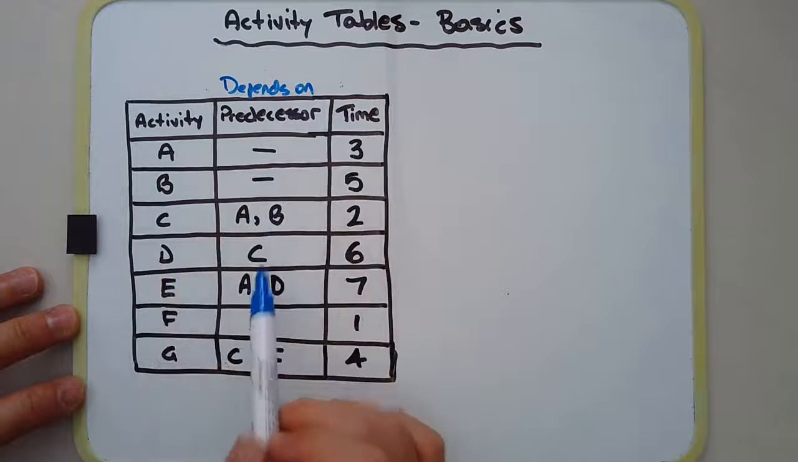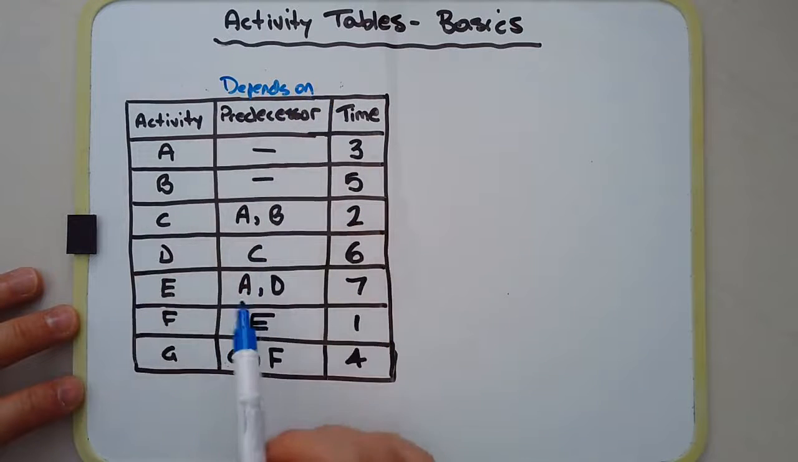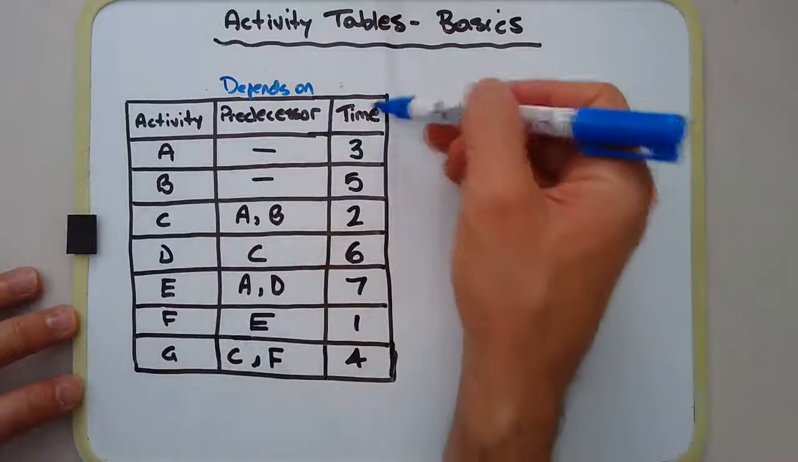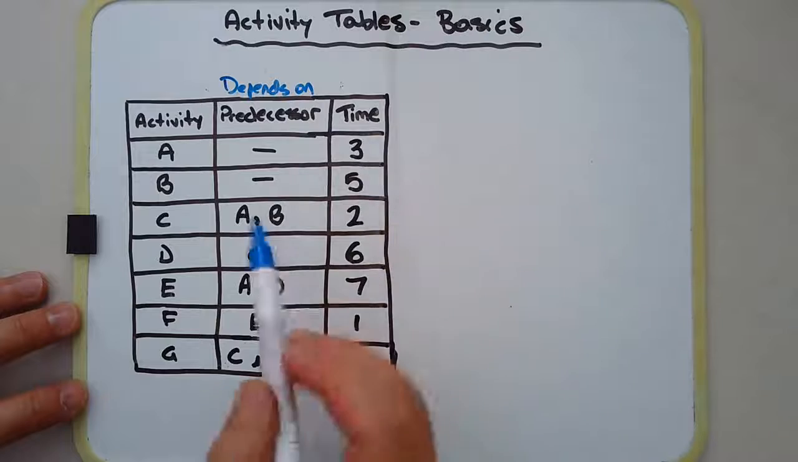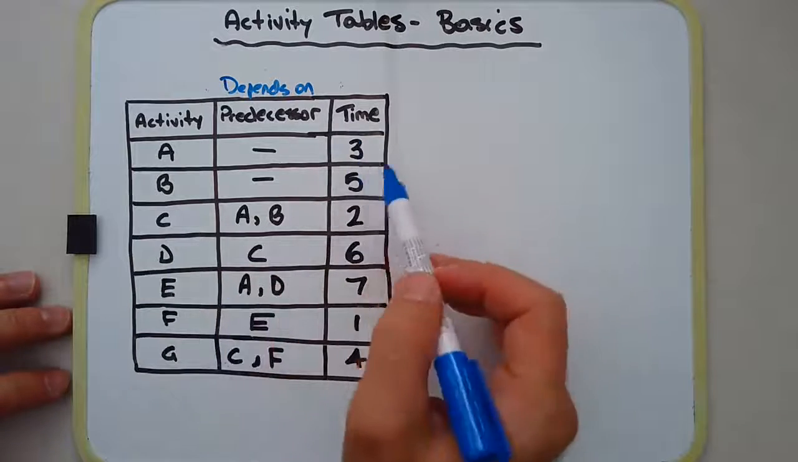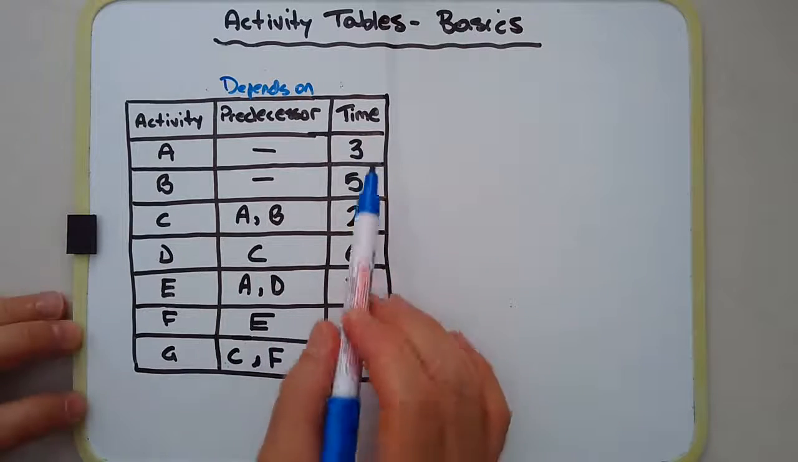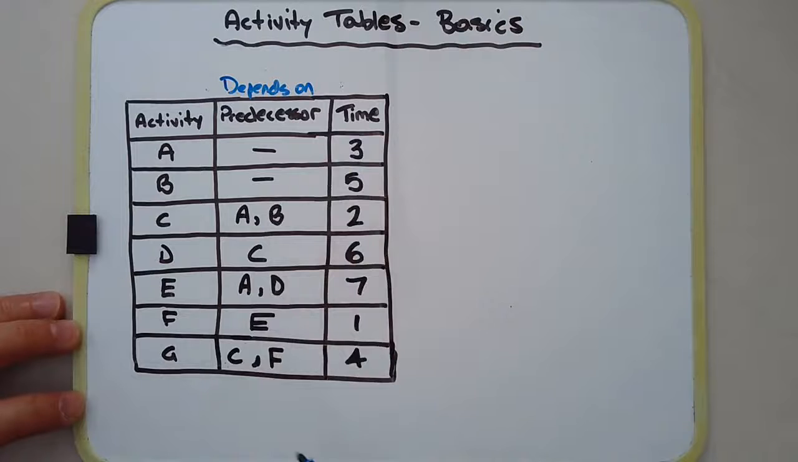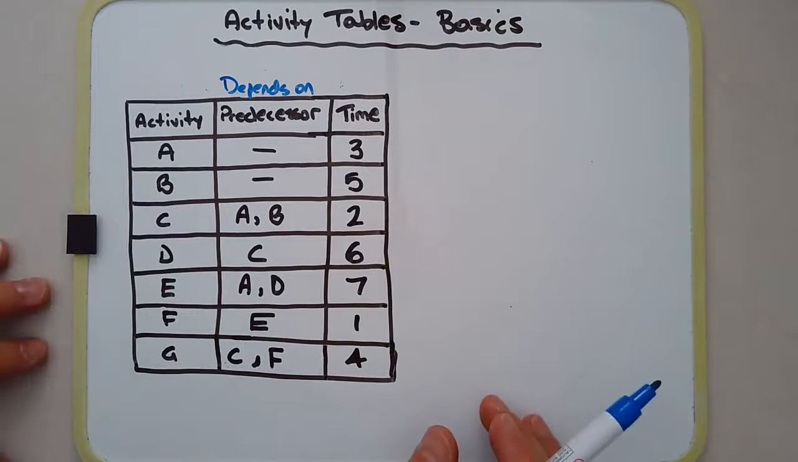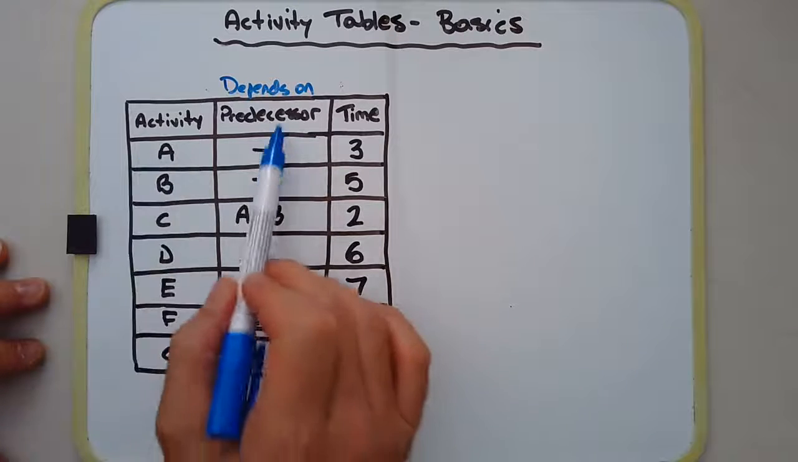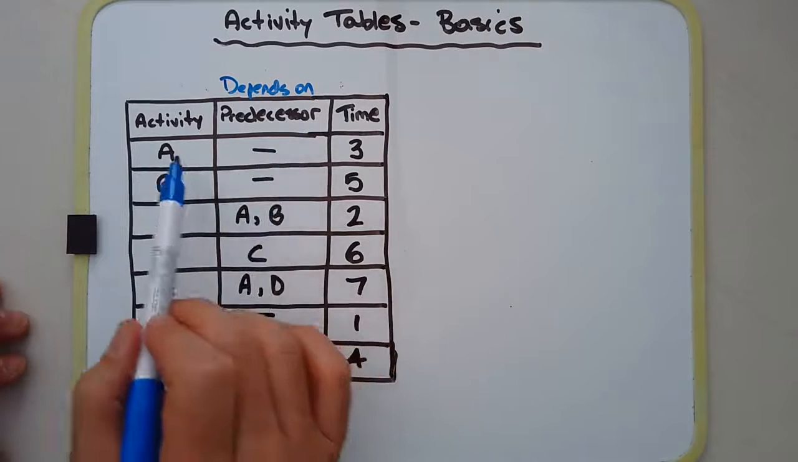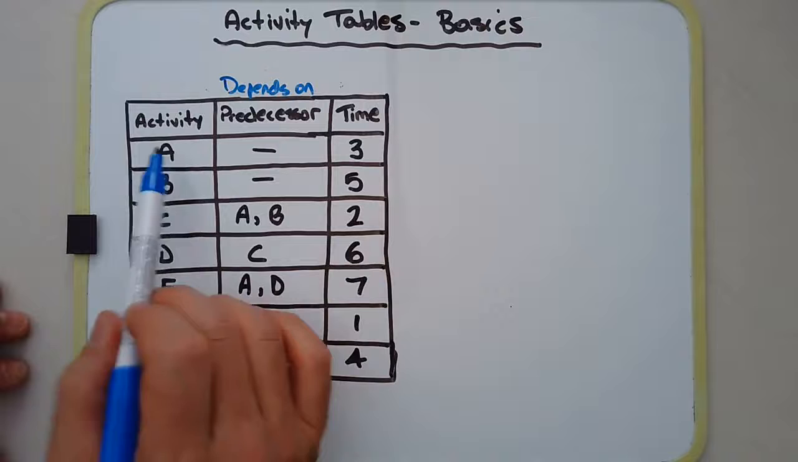D depends on C. E depends on A and D. F depends on E, and so on. And then the last column is a time column, a time cost. Each of these activities will take a certain amount of time. It could be minutes, hours, days, weeks. It doesn't really matter. It's just indicative, whatever unit of time we use. Now, you notice at the first row, the predecessor is just a dash. That means that from the start, A and B are the starting activities.